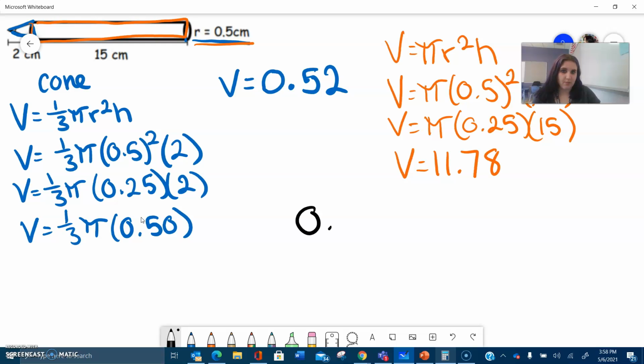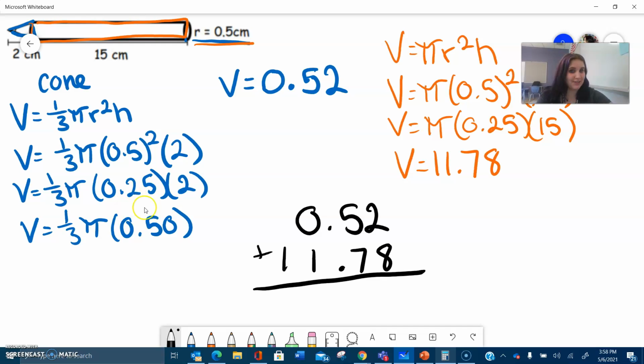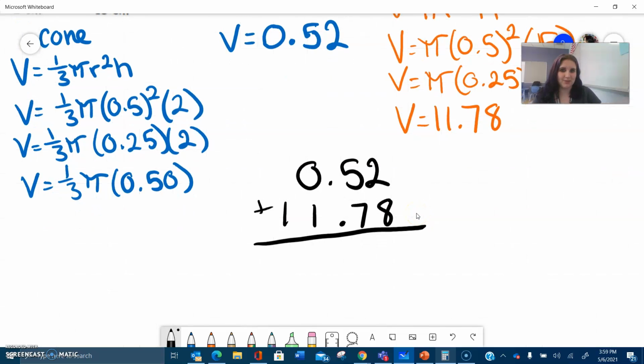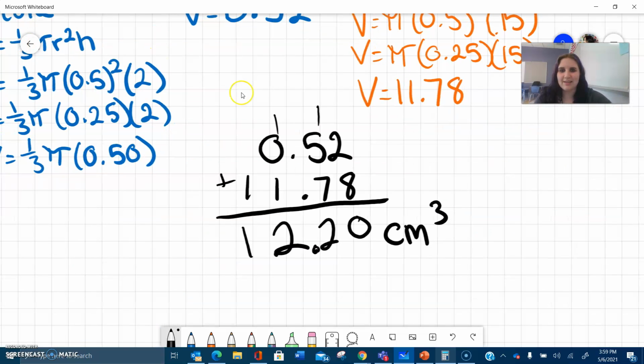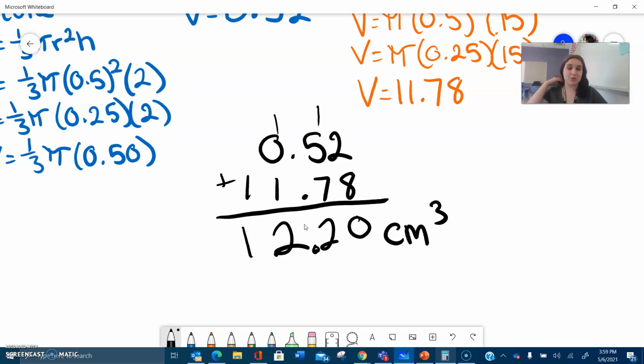So 0.52 plus 11.78. And I'll do some old-fashioned addition, and you, of course, can use a calculator. So 2 plus 8 is 10. 7 plus 6 is 7, 8, 9, 10, 11, 12. 2, carry the 1, 2, and 1. So it is 12.20 centimeters cubed. I think it was centimeters, right? Yes. 12.20 centimeters cubed.